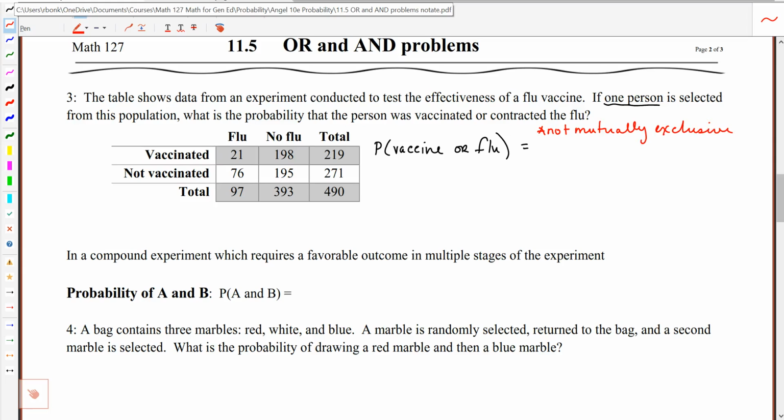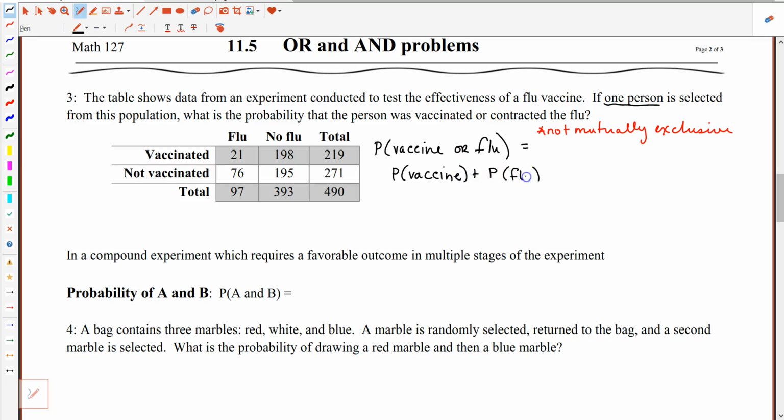If you use that formula approach, you could find the probability that the person got the vaccine. You just look at that in isolation. You can find the probability that the person got the flu. Nobody likes to get the flu. And then you can subtract off the probability that the person got both, so they got vaccinated and they got the flu. So, the probability the person got the vaccine.